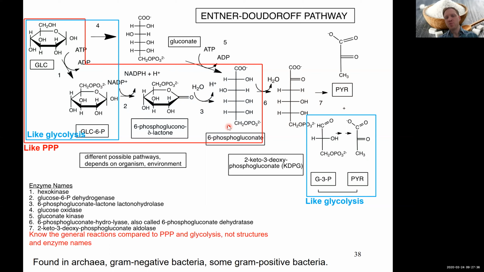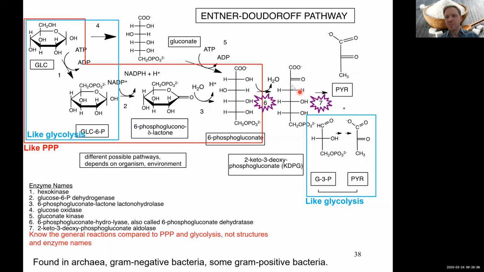And then in the Entner-Doudoroff pathway, these organisms have just two additional enzymes that are key here to combine these two parts of the PPP and glycolysis, and they are highlighted right here in purple. What we're actually doing is that first we're doing a dehydration at this position here, right? We're removing the hydroxy group from this molecule here. You don't have to remember the names of metabolites or the structures at all. Just look at the general reactions.